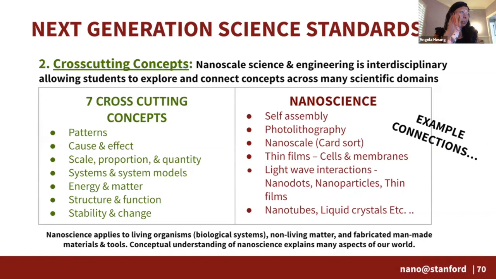Nanoscale, the card sorting activity is a direct correlation to scale, proportion, and quantity. We also have all different things with systems, and we will talk about this a little later, but there are different types of concepts that are related to that. Energy and matter, again, we touched upon it a little bit with the light and wave interactions. And then all other things like structure and function, we talked about that with the carbon demonstration with all the different allotropes. And then stability and change, which is another thing that we will focus on a little later.